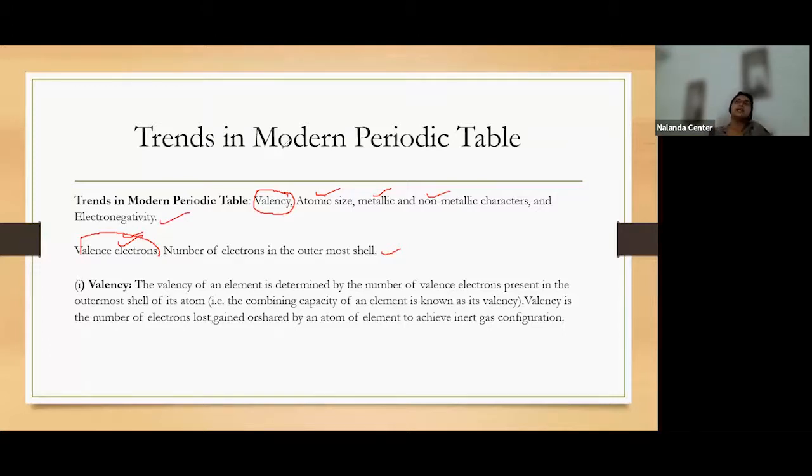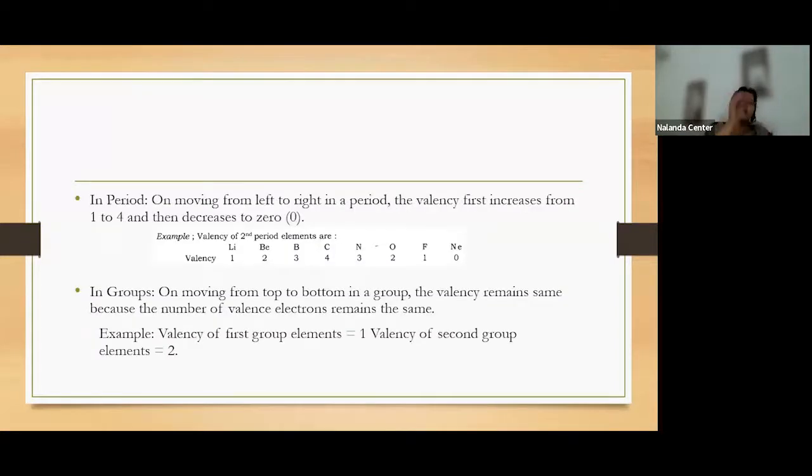How many electrons does the element gain or lose or share in order to attain the inert gas configuration, which is 8 electrons in the outermost shell? How many electrons does an atom gain or lose or share in order to get the inert gas configuration? That is known as valency. Valency is the combining capacity of an element. Valency determines the chemical reactivity of an element.